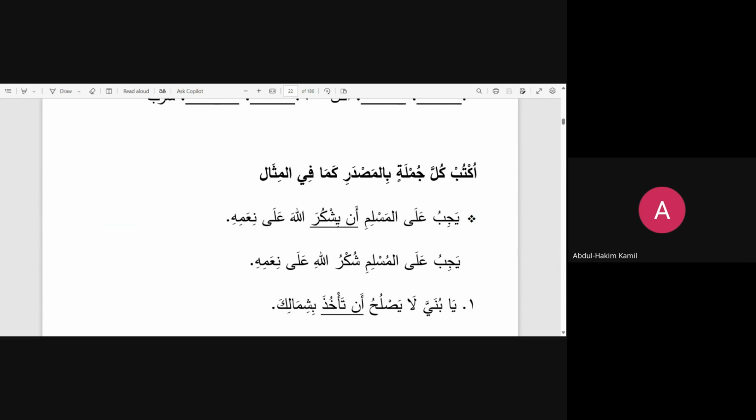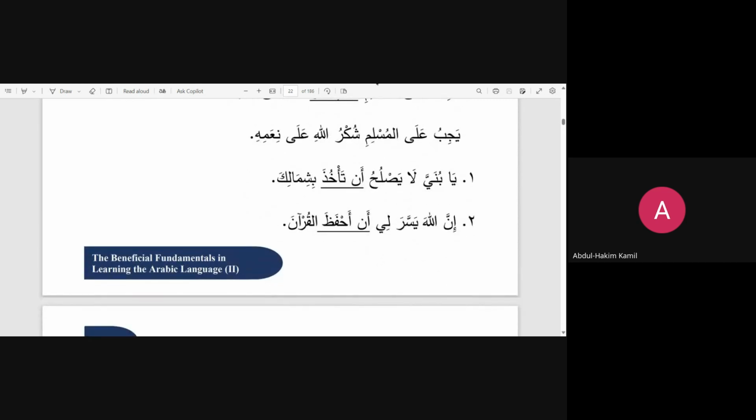A Muslim must thank Allah for His favors. Ni'am is the plural of ni'mah, for His favors. Look at the second line: a Muslim must thank Allah for His favors. Everything's clear. How are we doing online? Everything's all right. This is our class. You have to do this with every verb that you have. You have to notice. Let's read.